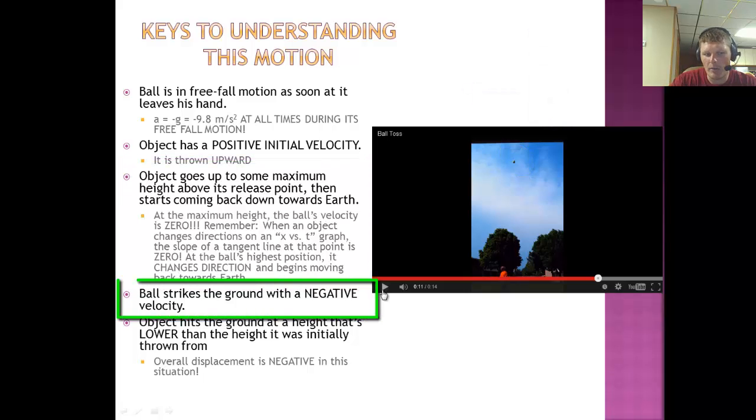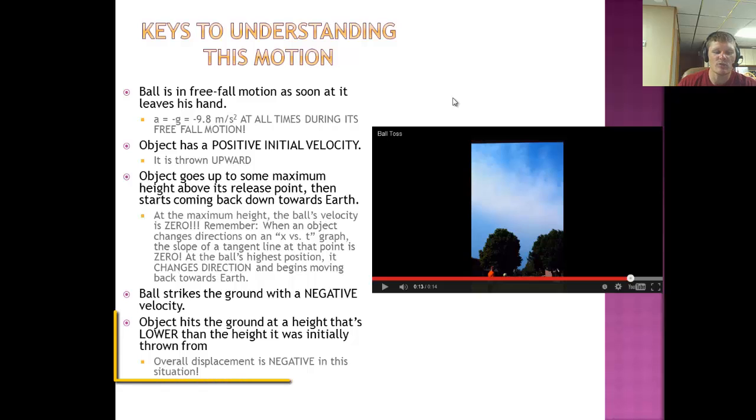Our next key is that the ball will strike the ground with a negative velocity. If we watch the ball come back down towards Earth, we will define the velocity as negative from here on out in the video because we typically take downward to be the negative direction. And finally, the object will hit the ground at a height that's lower than the height that it was initially thrown from. What that means is that the overall displacement in this situation will be negative.